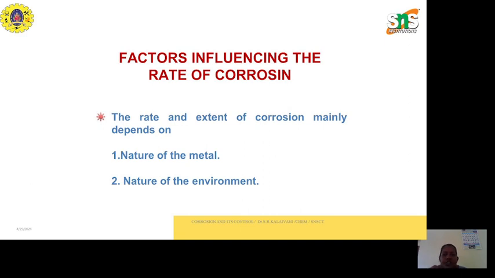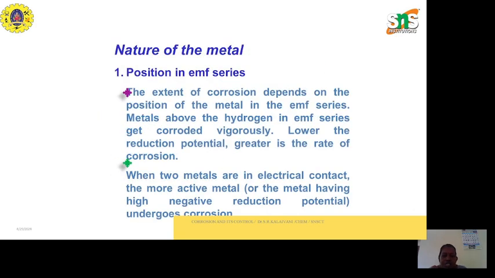Then factors influencing the rate of corrosion. The rate and the extent of corrosion mainly depend on the nature of the metal and the nature of the environment. First one is nature of the metal. Position in EMF series. When two metals are in electrical contact, the more active metal, with higher negative reduction potential, undergoes corrosion. So the extent of corrosion depends on the position of the metal in the EMF series.